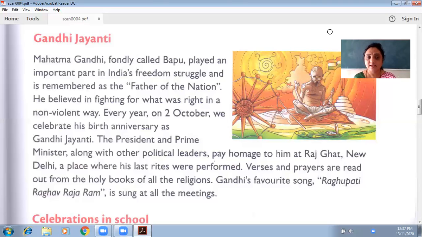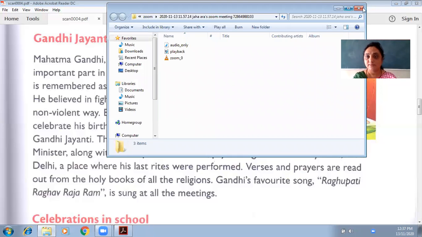Where his last rites took place in Delhi, verses and prayers are read out from all the holy books, because Gandhi ji loved all religions equally. So which is Gandhi's favorite song? That is Raghupati Raghava Rajaram, which is sung at all the meetings, especially on that day.